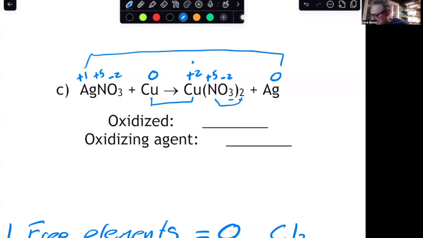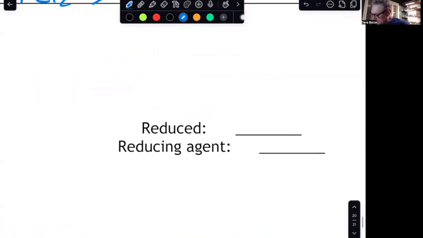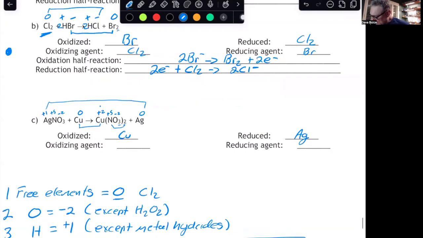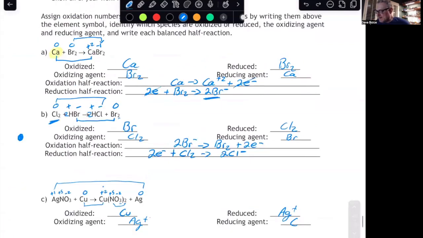So oxidized, the copper went from 0 to +2. Its charge increased. That's oxidation. So that's Cu. And then my silver went from +1 to 0. Its charge reduced because it gained electrons. And so that's going to make this my agent. Sorry, +1. There we go. Okay, the half reactions for this kind of dropped off the sheet, so that's fine.